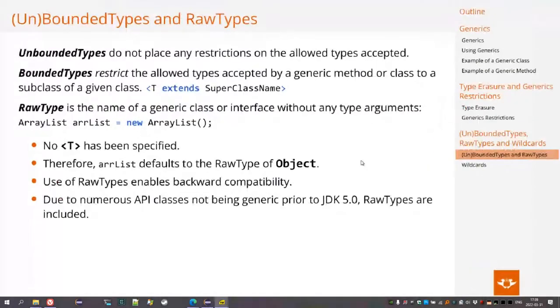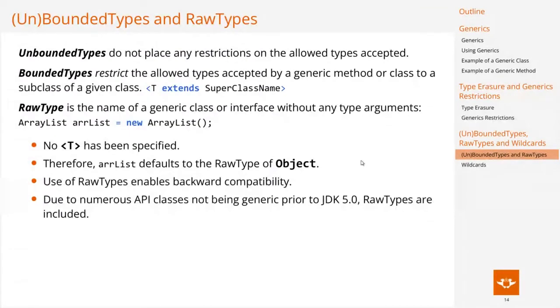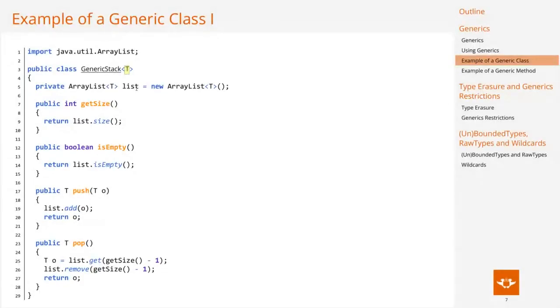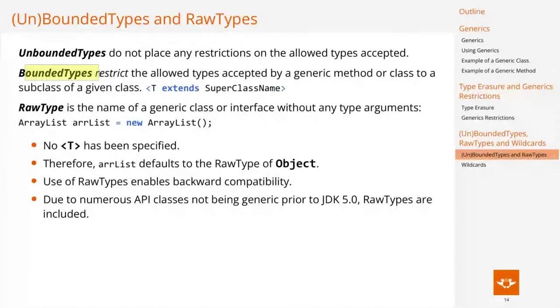So in terms of generics, we spoke about having unbounded types and bounded types. Unbounded types means that for a type parameter, so if we're looking at a type parameter like this T here, this type parameter is unbounded, which means that there's no restriction on it. That type parameter can be anything. It can be Object, it can be Student, it can be Exoplanet, it can be String, it can be Integer, it can be Double, it can be anything. So that's unbounded types. If we look at bounded types, there's a restriction.